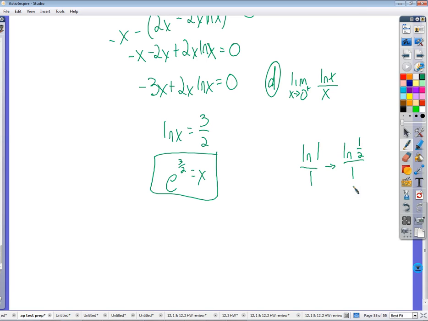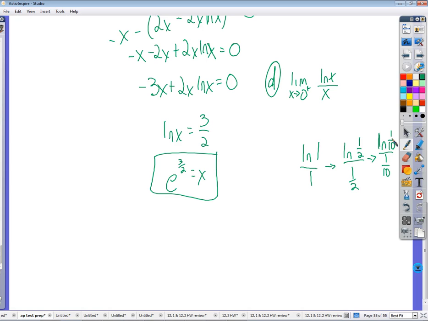I have a question. How come that one's not over 1 half? So this number is going to be a negative number, and this number is going to be 1 half. So we're going to take a negative number divided by half. A negative number times 2 is going to be even bigger in the negative direction. Okay. Let's go to the natural log of 1/10 over 1/10. So what's the natural log of 1/10? What kind of exponent would you have to give to e to get 1/10?